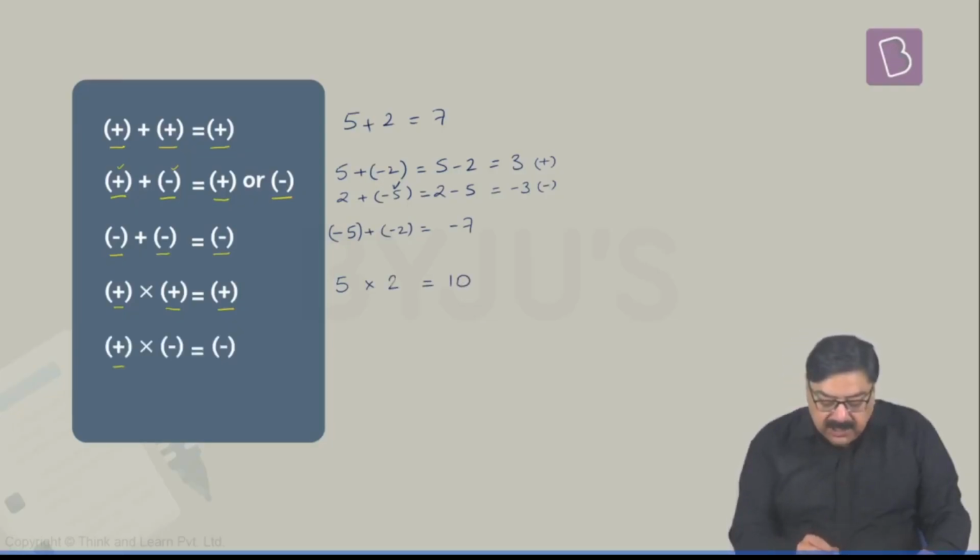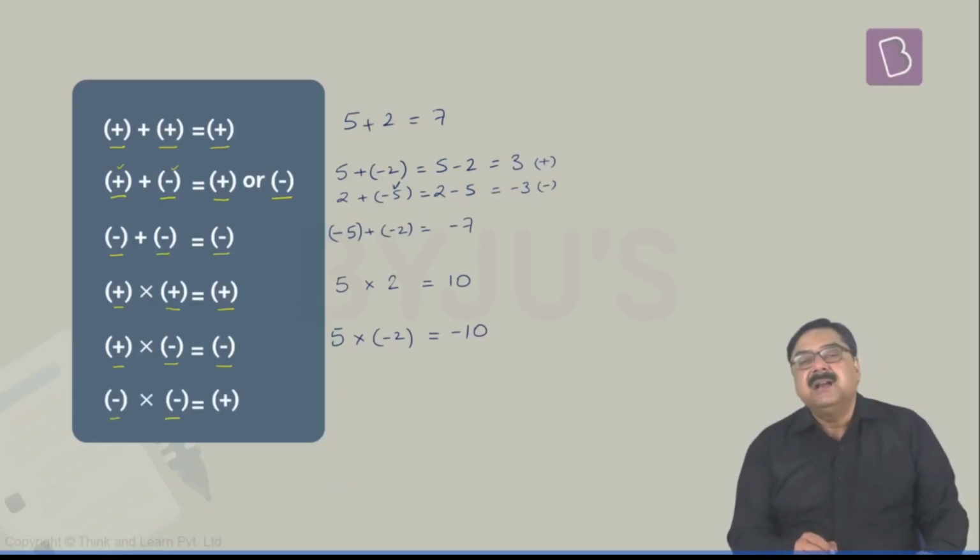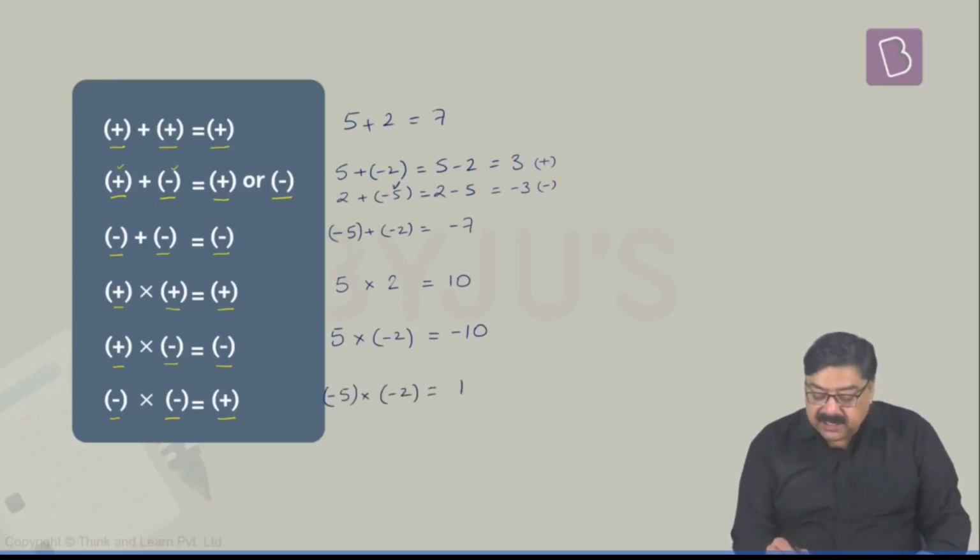Now, when a positive quantity is multiplied with a negative quantity, the result is always negative. For example, 5 when multiplied with minus 2 shall give us minus 10. And when two negative quantities are multiplied with each other, the result is always a positive quantity. Example, minus 5 when multiplied with minus 2 shall give us a positive 10, not a negative 10.